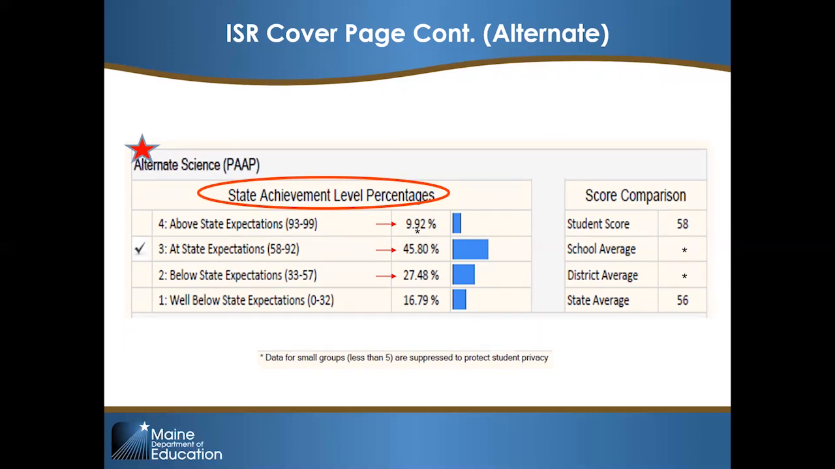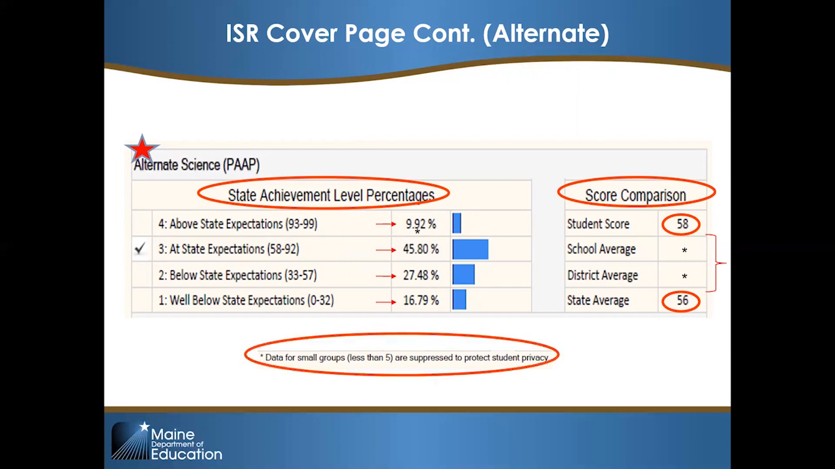27.48% of the students statewide were at achievement level 2. And 16.9% of students statewide were at achievement level 1, well below state expectations. The right chart shows score comparisons of the student score to the state average. Please note that the school and district average boxes have an asterisk in them, as data is suppressed for small groups less than 5 to protect student privacy.